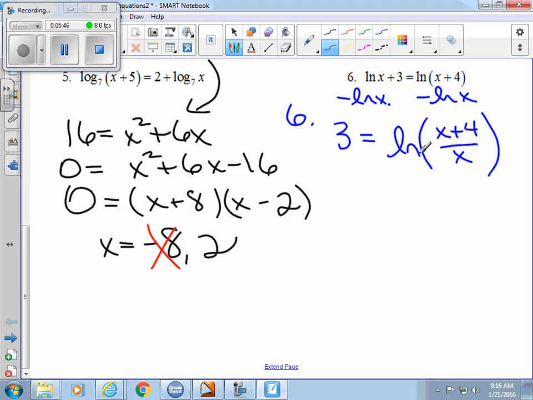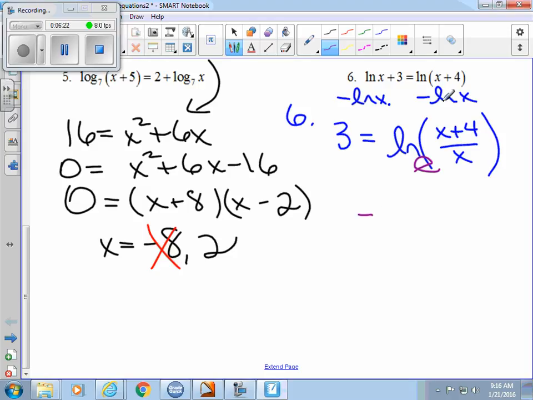What's down here? E. Everyone agree? E's down there? Why? That's what natural log means, right? So anytime you see ln, you know it's log base e. Anytime you see log without a base, it's 10, right? Okay, so these cancel out. Realize that's ln and then e. Both cancel out.